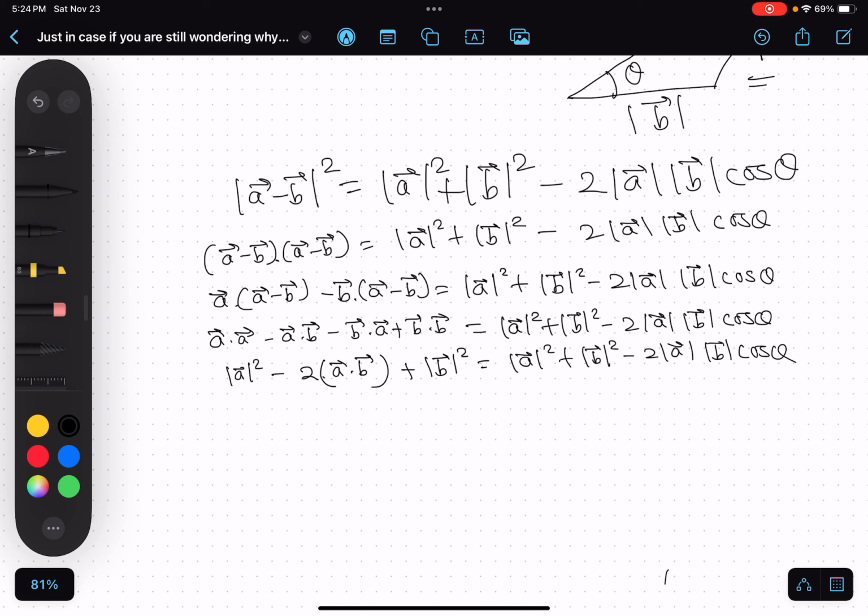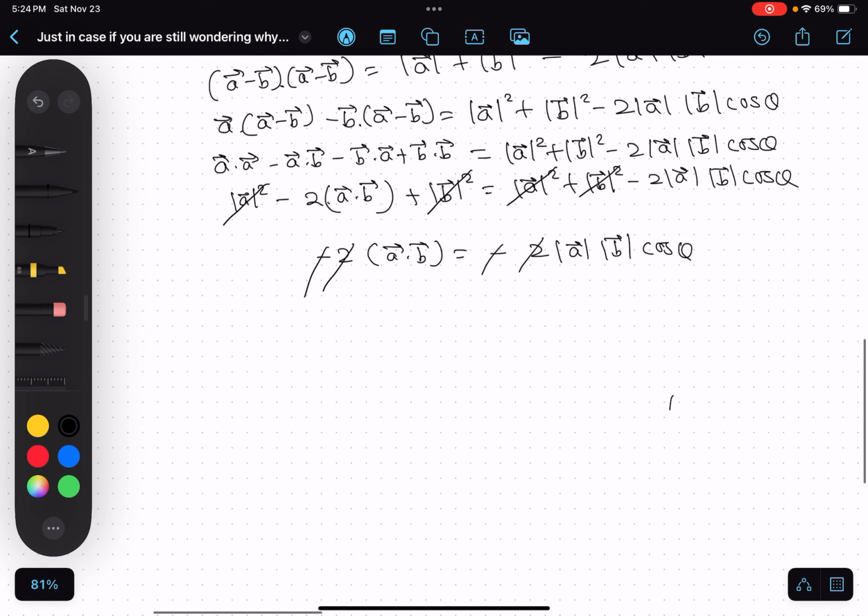What you can do is cancel the magnitude of a square and magnitude of b square, right? So what's left is negative 2 times a vector dot b vector equals negative 2 magnitude of a vector magnitude of b vector cos theta. I can just cancel the negative 2 from both sides. So you see, I get the required expression that a vector dot b vector is just magnitude of a magnitude of b cos theta, and that proves the statement.